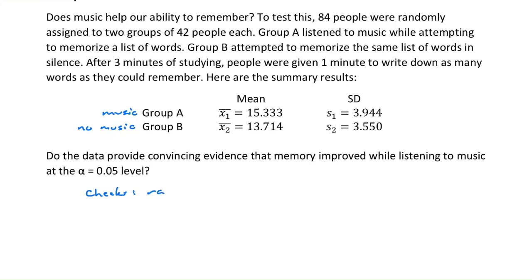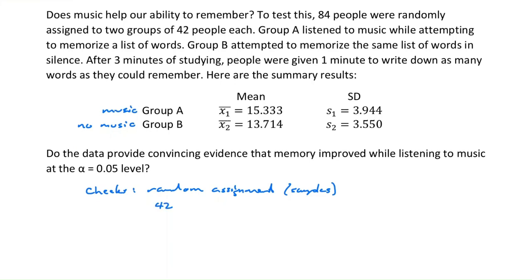So we have random assignment, which is kind of the random samples that we typically look for. And in this case, we have two groups of 42, which is clearly greater than or equal to 30, and so CLT is satisfied as well. We can assume that our samples are approximately normal.